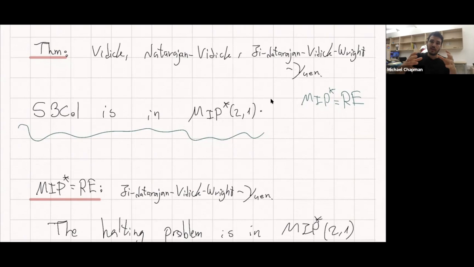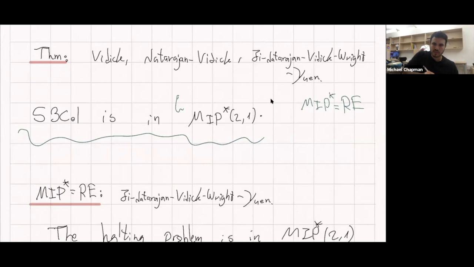So just showing that succinct tree coloring is in what's called lean MIP*. Maybe I'll write it here. Oh, I didn't write anything. Lean MIP*, okay. It doesn't write, but you understand what I mean. Yeah, very good, thank you. You're welcome.